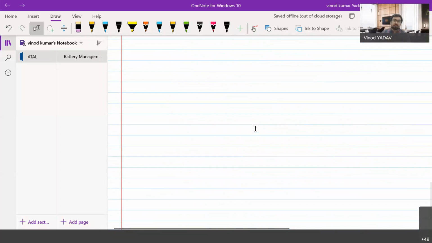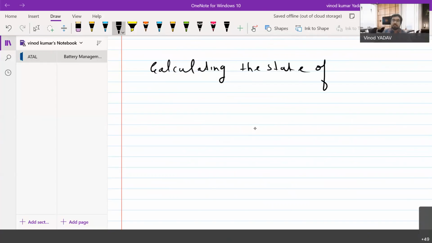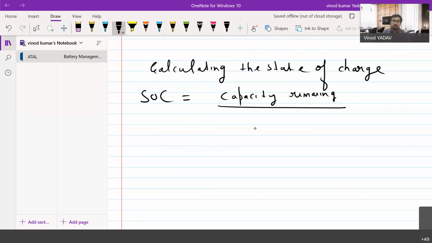So next we come to the calculation, calculating the state of charge, that is the SOC. SOC is basically defined as the capacity remaining in the battery divided by the total capacity of the battery pack.